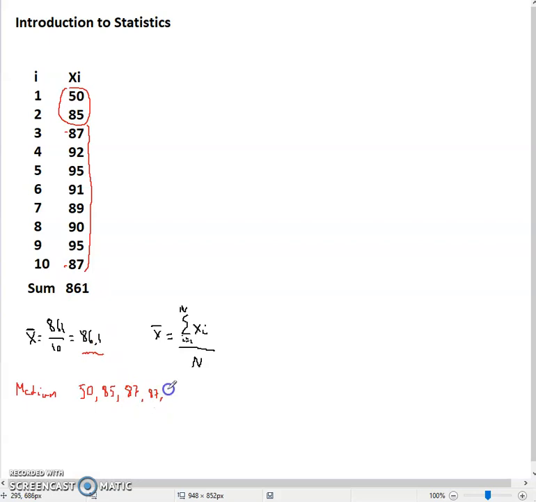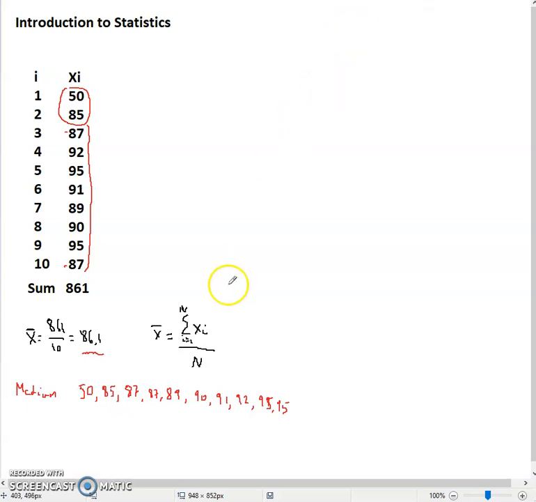Next is 89, 90, 91, 92, and then 2 95s. So if we did this right, we should have 10 numbers. 4, 5, 6, 7, 8, 9, 10. That's correct. So the median is the number in the middle.